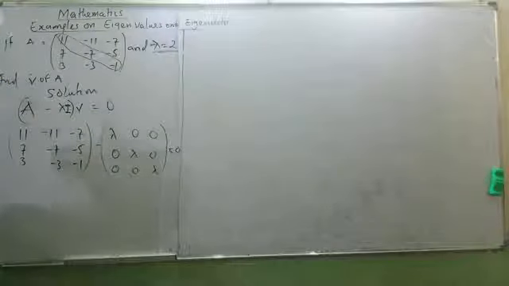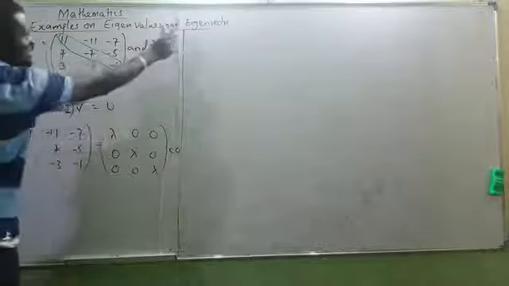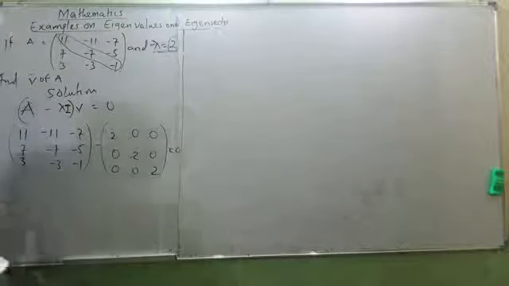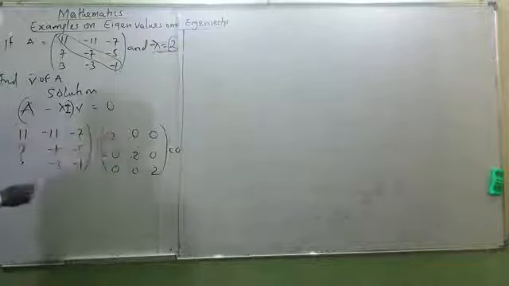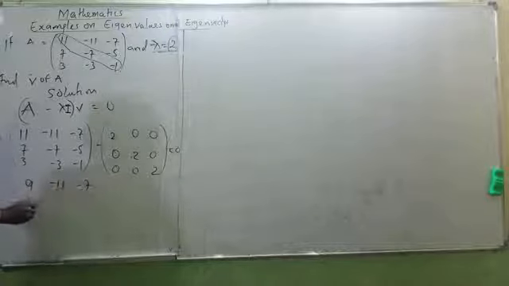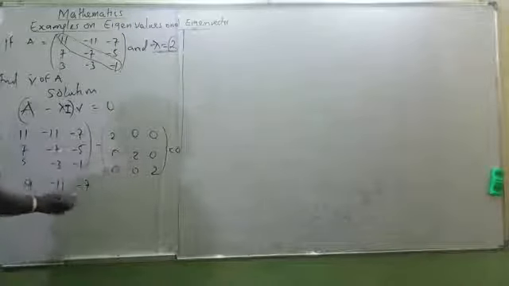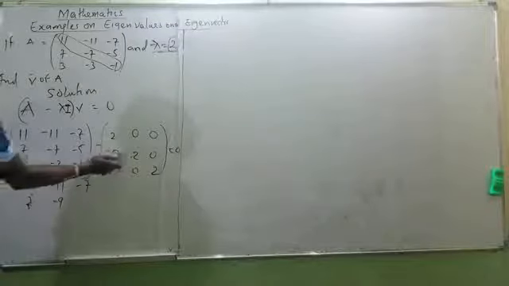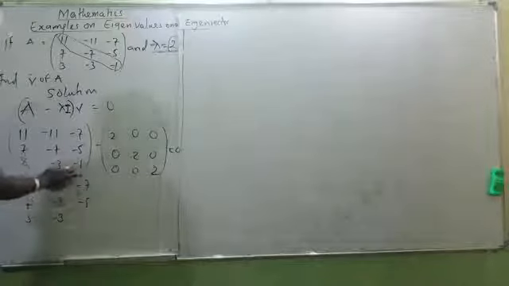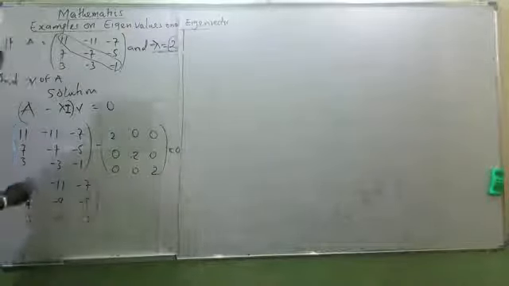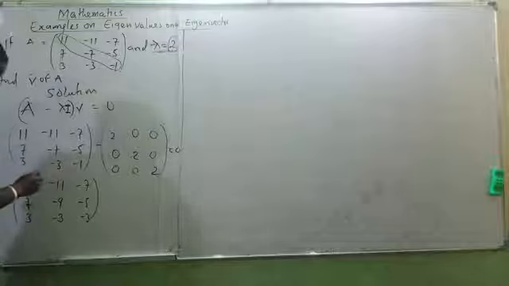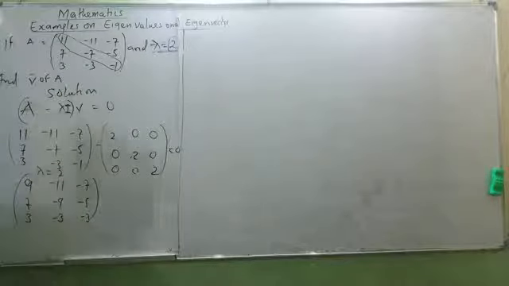Since my lambda is declared as 2, I'll be having 2 on the diagonal, which is very straightforward. Now, 11 minus 2 gives 9, and the 7 remains the same. Then minus 9, and this remains minus 5, this remains 3, this remains minus 3, and this remains minus 3. Can you see? Lambda equals 2 at this point.